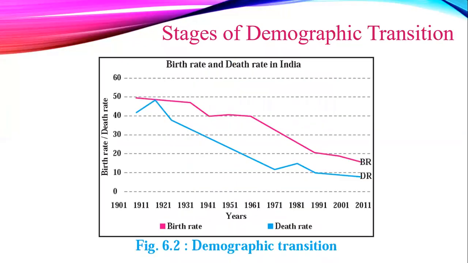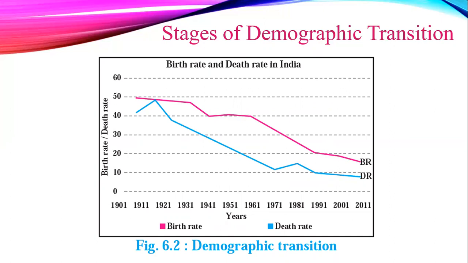Okay, now see the figure. Just as I said, the death rate has fallen faster than the birth rate. Now see the figure 6.2, demographic transition, birth rate and death rate in India. The blue color curve indicates the declining trend in death rate.